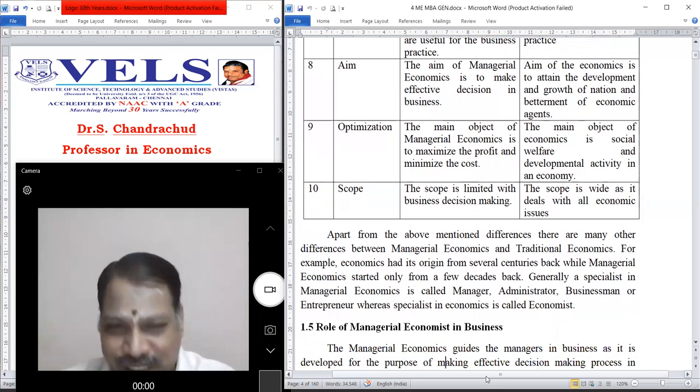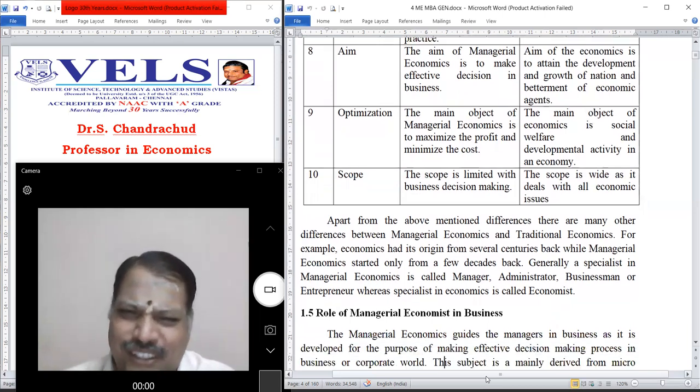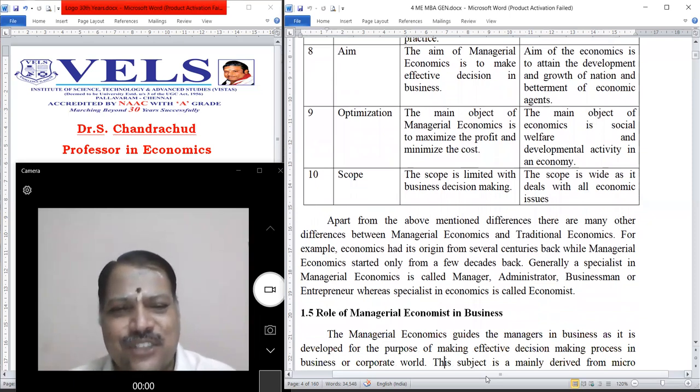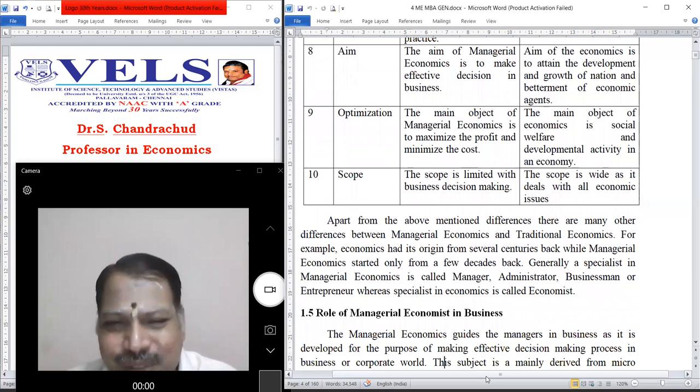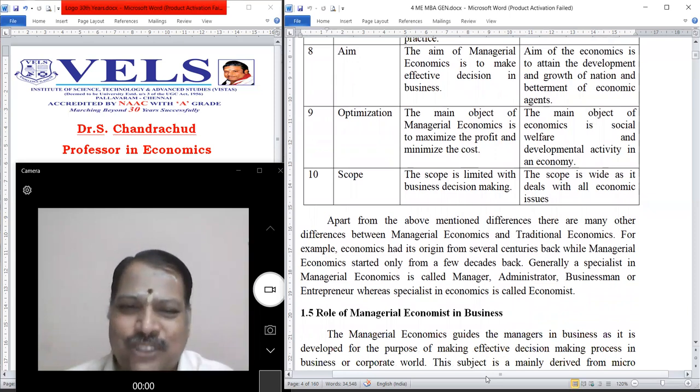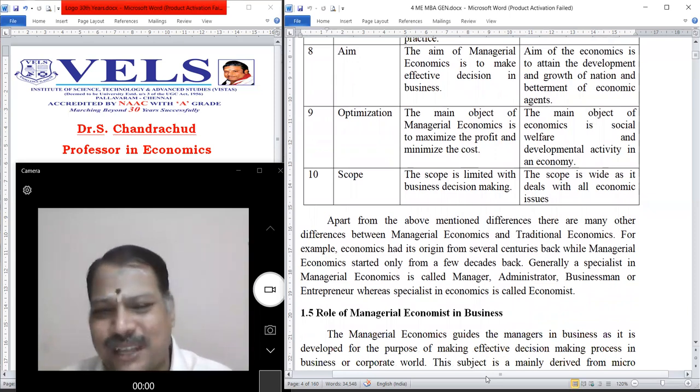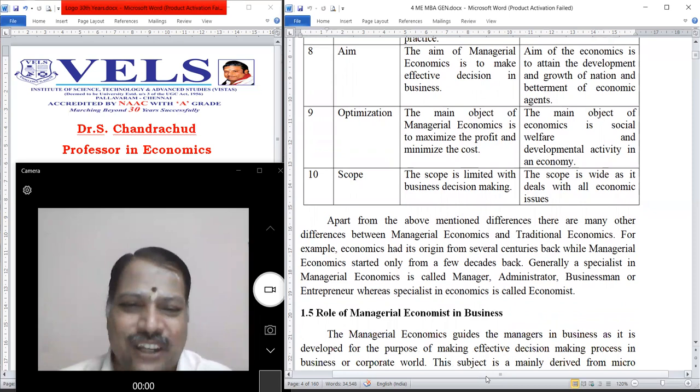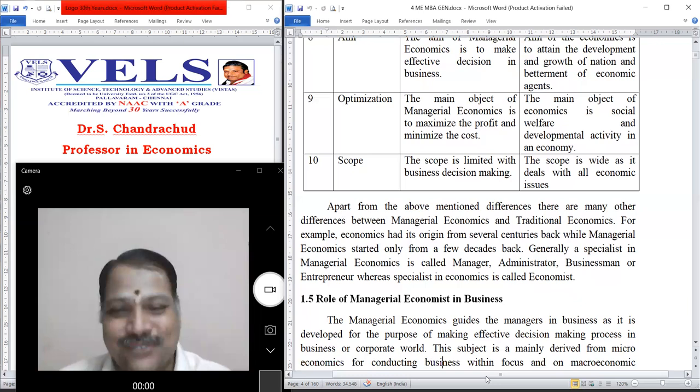Apart from these mentioned differences, there are many other differences between managerial and traditional economics. For example, economics had its origin several centuries back, while managerial economics started only a few decades back. Generally, the specialist in managerial economics is called a manager, administrator, businessman, or entrepreneur, whereas the specialist in economics is called an economist. So, when the manager is taking a decision, he may be considered an economist.